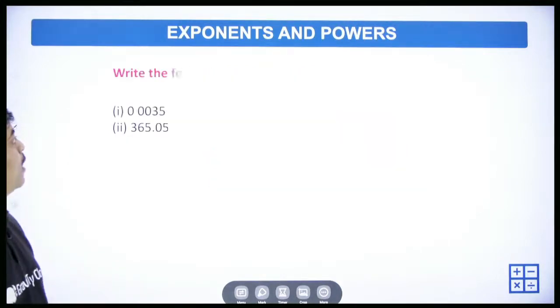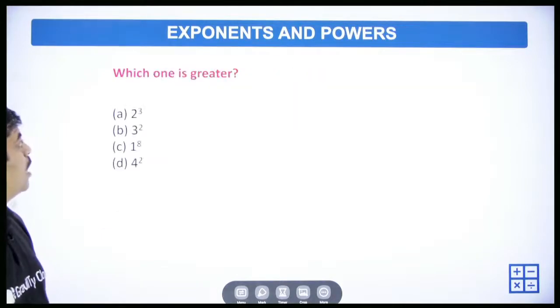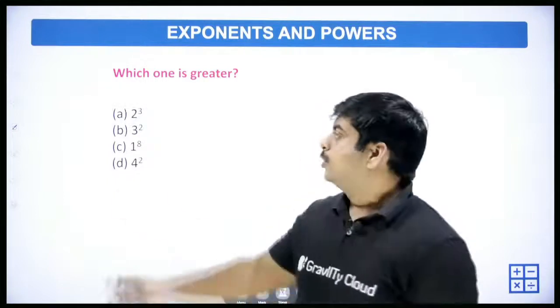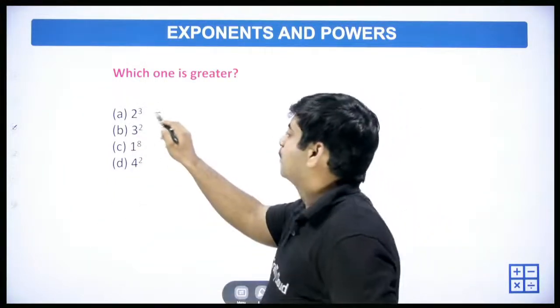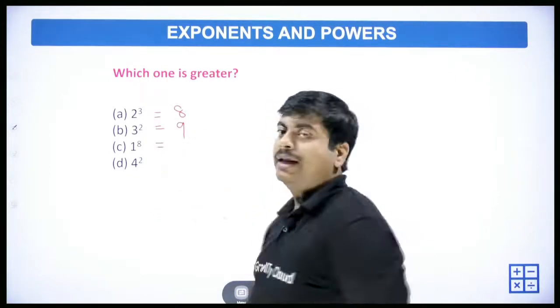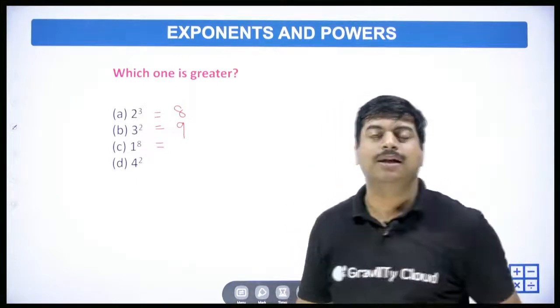Next, write the following in the standard form. The same question again. Next question, which one is greater? 2 cube, what do you mean by 2 cube? 2 into 2 into 2, which is 8. 3 square, 3 into 3 is 9. 1 power 8, 1 into 1 into 1, so on 8 times.